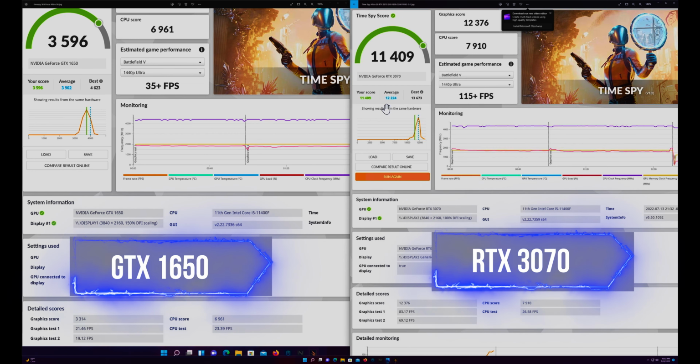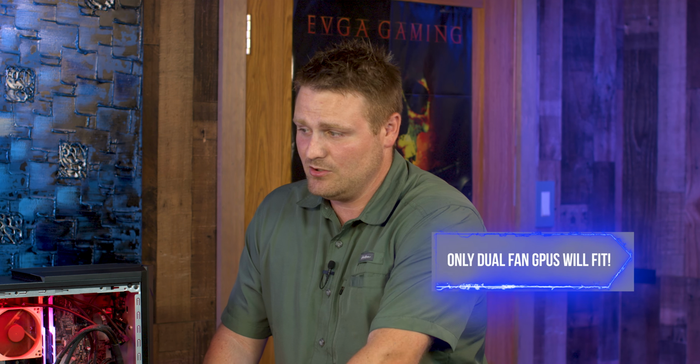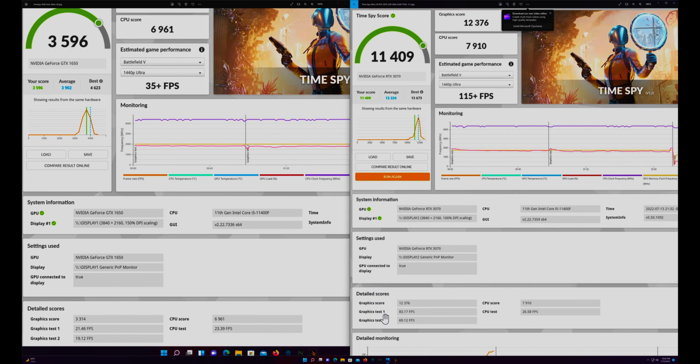On the left here you see the GTX 1650 and on the right here you see the RTX 3070. Our first score with the GTX 1650 was 3,596, and our RTX 3070 was 11,409. That's a huge difference. Of course, we're going to come down here to the first graphics test, and that's going to be 21.46, versus the first graphics test on the RTX 3070, which is 83.17. And our second graphics test was 19.12, and on our RTX 3070, 69.12.